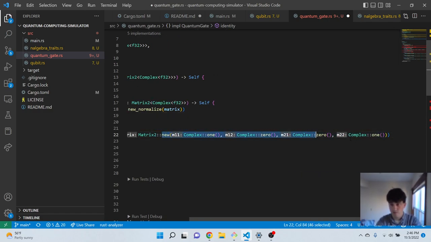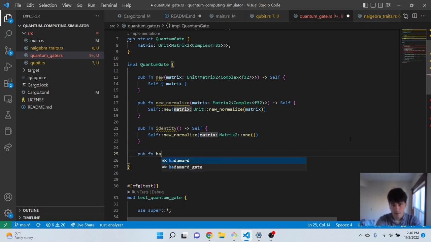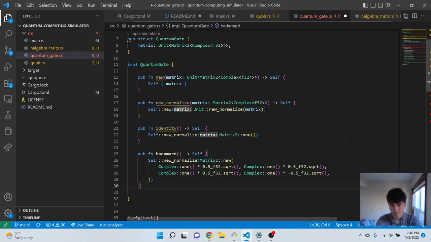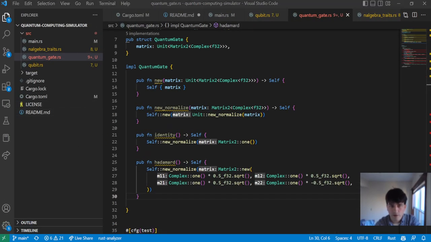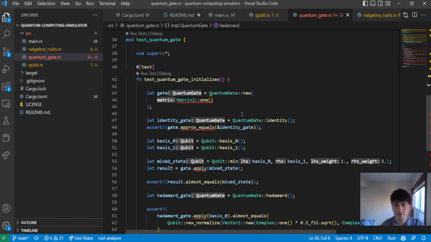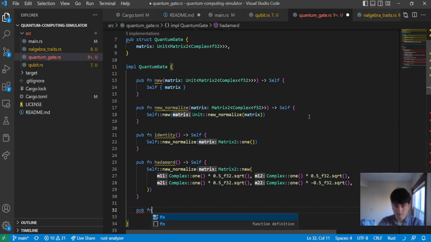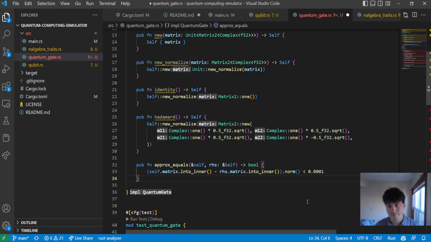Can I not just do dot one here? Hadamard. That is what the Hadamard gate looks like, I believe. Let's check. Yes, that is what the Hadamard gate looks like. And then what else? Those are all my functions. Oh, approx equals. Good.